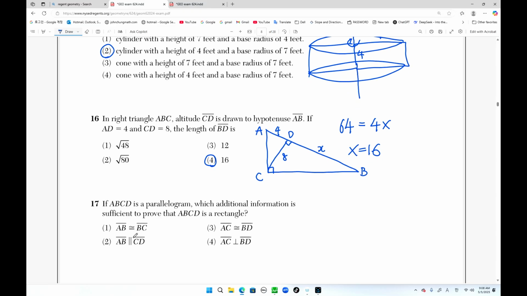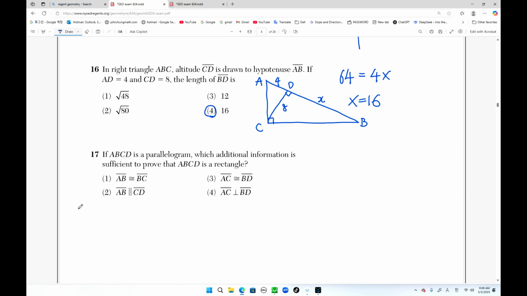We did this a lot, right? ABCD is a parallelogram. Which additional information is sufficient to prove that ABCD is a rectangle? Okay, I'm going to write rectangle on this one, but this is still a parallelogram, okay?